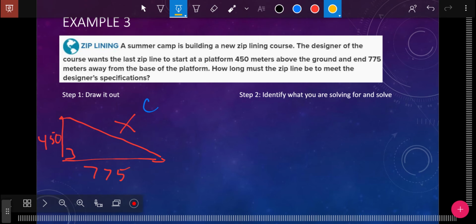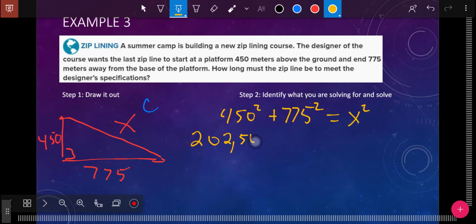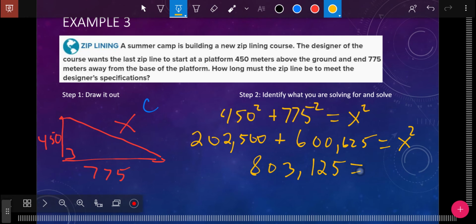And so I'm going to do 450 squared plus 775 squared equals x squared. Grab my calculator, 450 squared. I do not know that one until I type it into the calculator. 202,500. 775 squared, calculator says 600,625, still equals x squared. Those two add up to 803,125. Now, am I done?